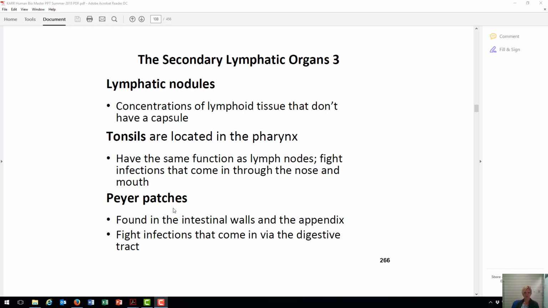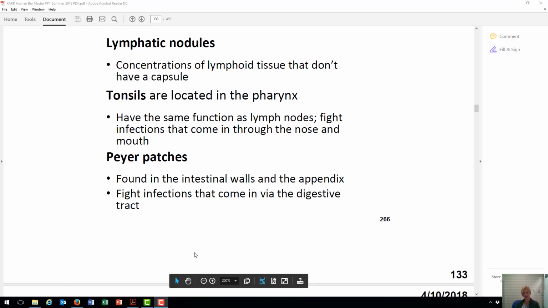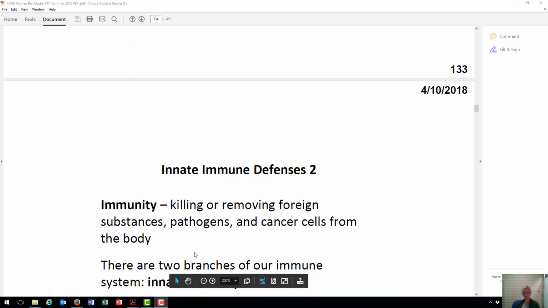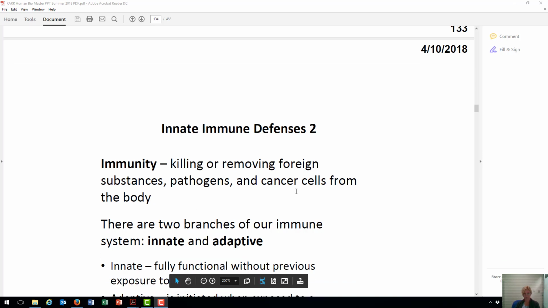And then we have Peyer's patches. This is a special type of lymphatic tissue that is found deeper in the walls of the digestive tract and the appendix, and that again prevents infection that might come in through the food that we eat. So if there's any kind of break in that intestinal wall, these Peyer's patches are found in a deeper layer, which will help fight infection that might have crossed through that barrier of the intestinal tract.